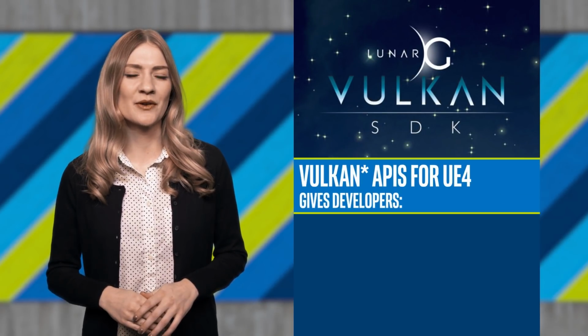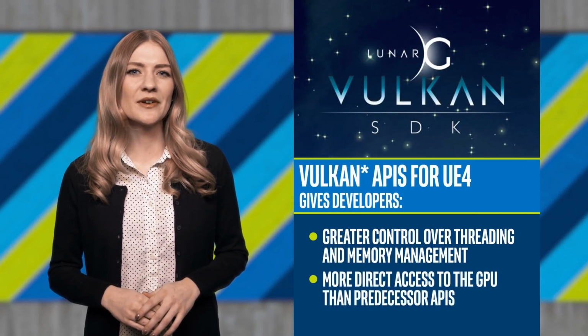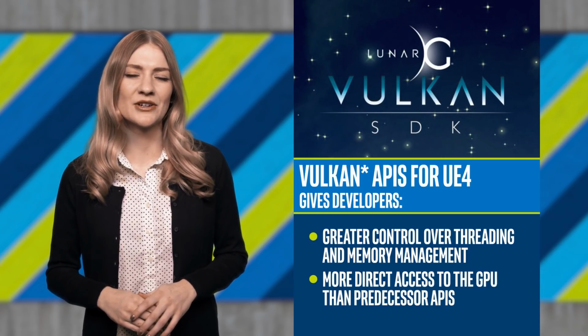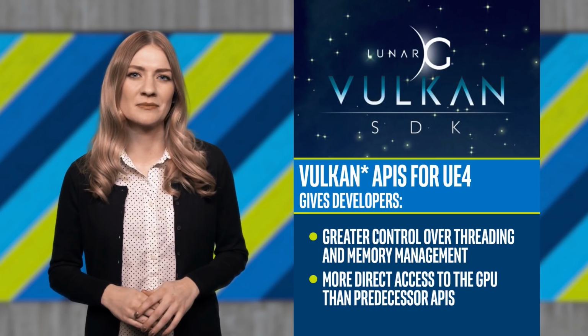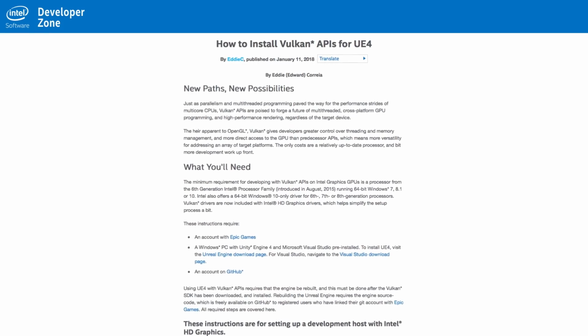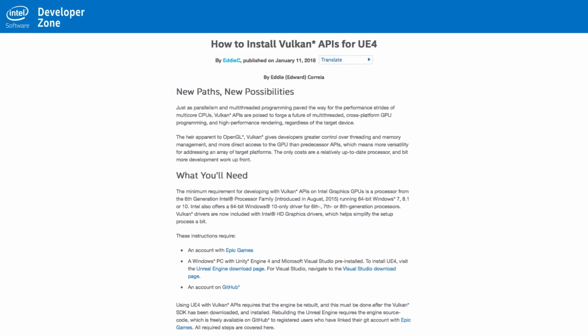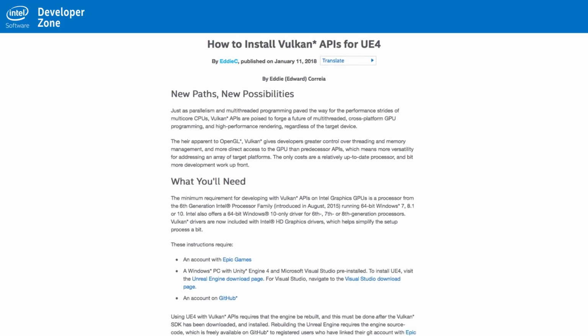Next, find out how to install Vulkan APIs for Unreal Engine 4. Vulkan gives greater control over threading and memory management, and more direct access to the GPU than predecessor APIs. This means more versatility for addressing an array of target platforms. For step-by-step instructions, this installation guide will help you start building your UE4 projects with Vulkan APIs.